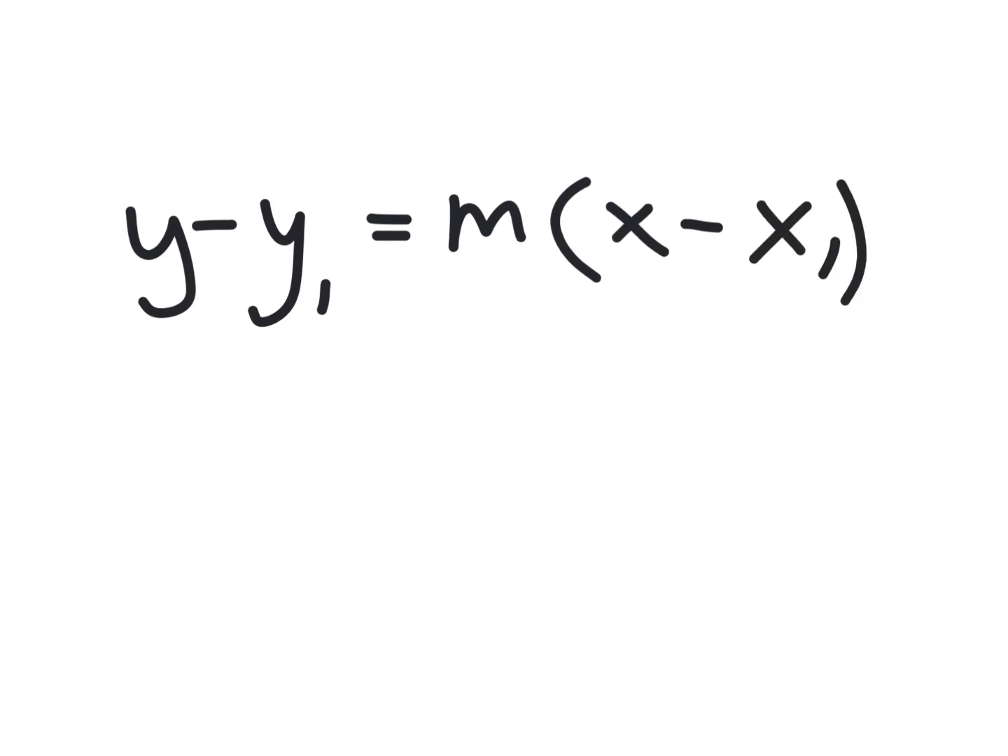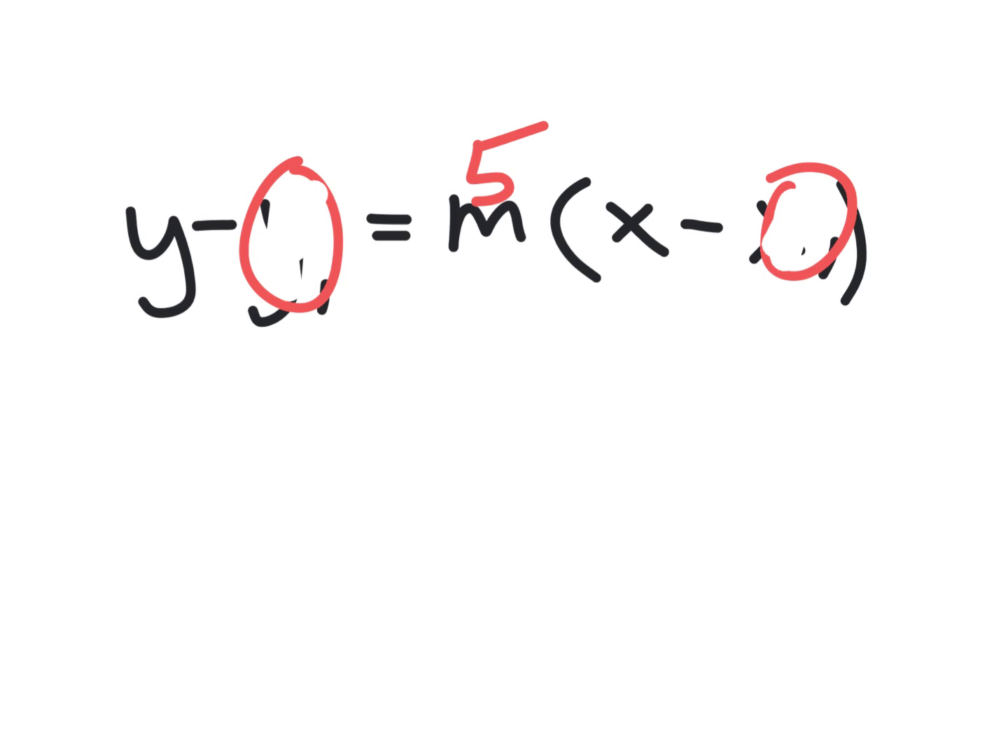Good. Now, if I tell you a point, you're going to put it here and here. And if I tell you a slope, you're going to put it there. Okay? Let's do this one, but with a 3 here and here. I know it's 3 both places. Maybe that's confusing. But can you multiply this all out and solve for y?